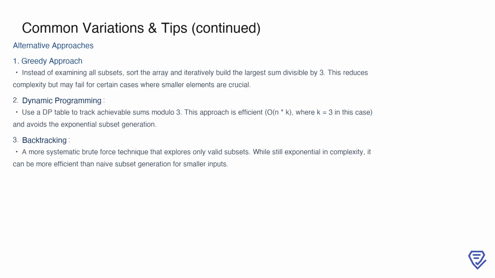Finally, backtracking provides a more systematic way to explore valid subsets. Although still exponential in complexity, it can outperform naive subset generation for smaller inputs by focusing only on subsets that meet the criteria. Each of these approaches has its strengths and weaknesses, so understanding their trade-offs is key to selecting the right one for the context.